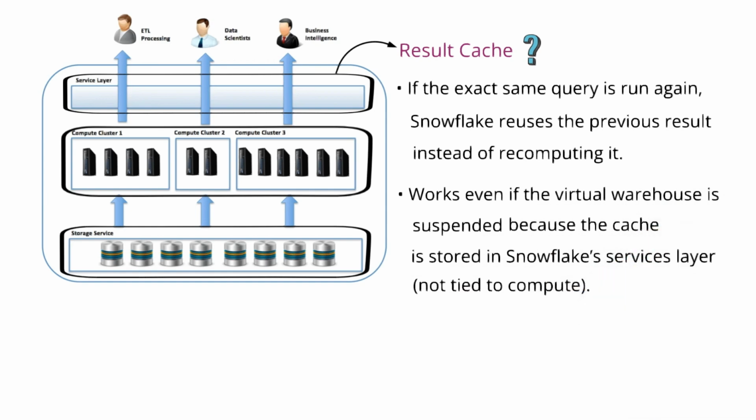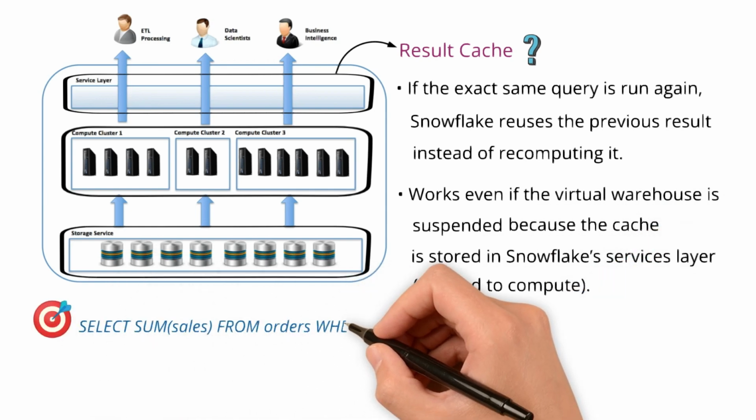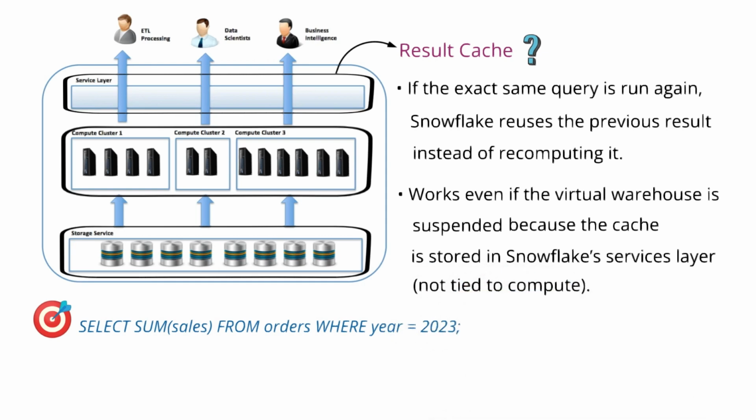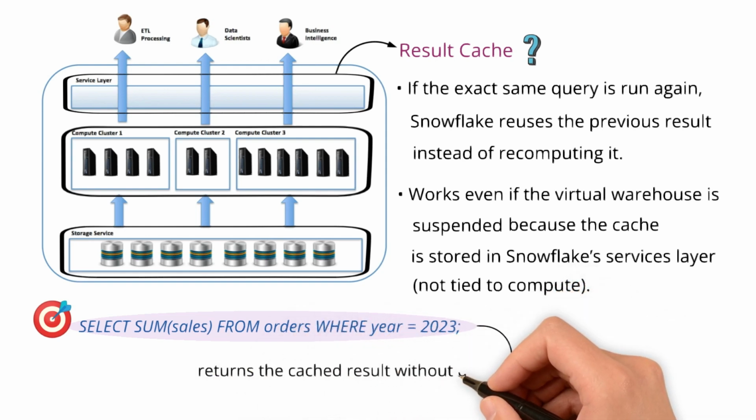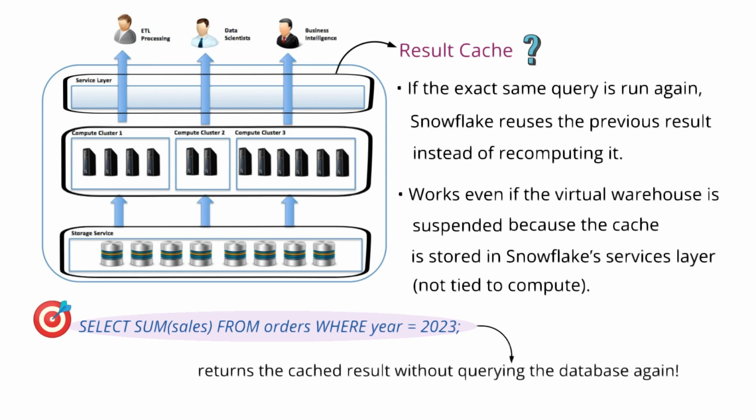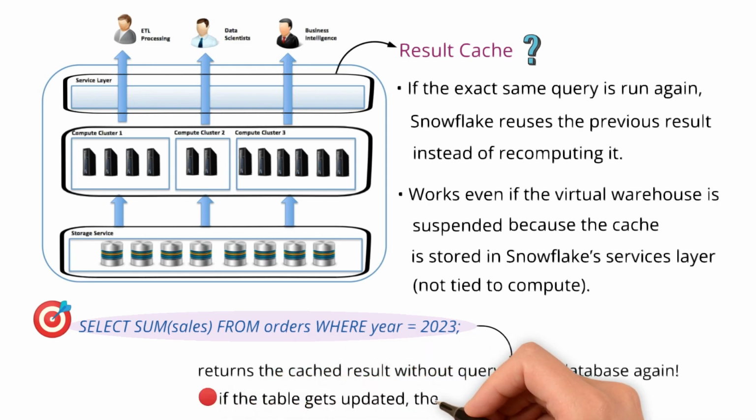It works even if the virtual warehouse is suspended because the cache is stored in Snowflake's services layer, not tied to compute. Say for instance, a user runs SELECT SUM(sales) FROM orders WHERE year = 2023. If another user runs the exact same query, Snowflake instantly returns the cached result without querying the database again. But if the table gets updated, the cache is invalidated.